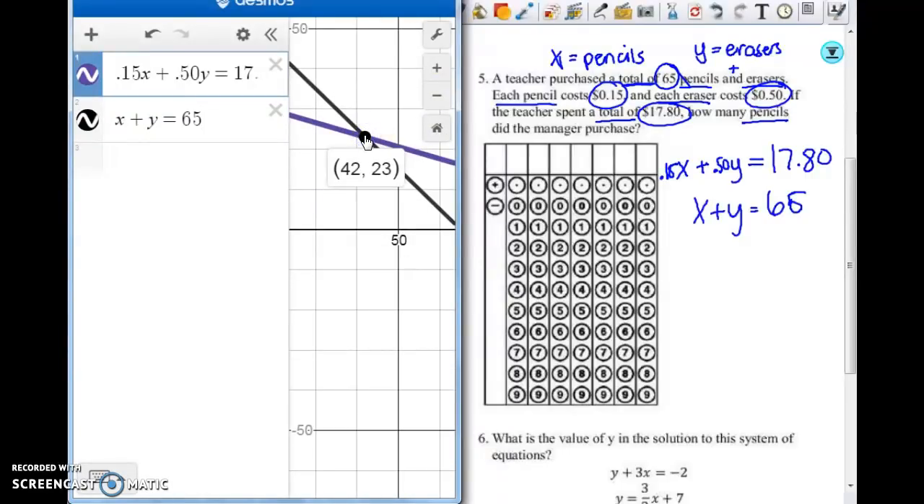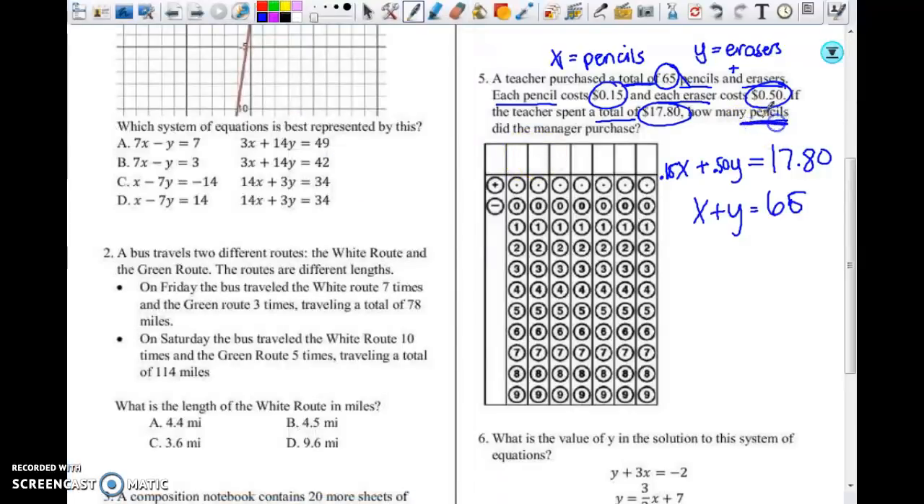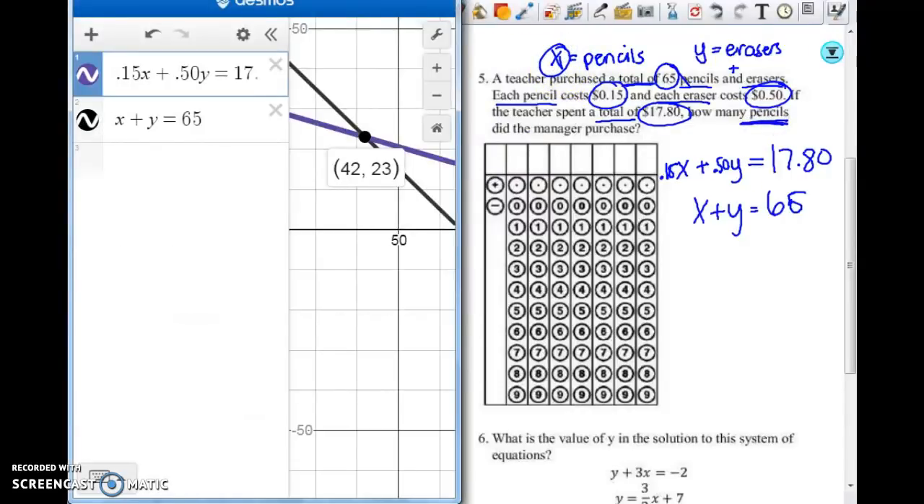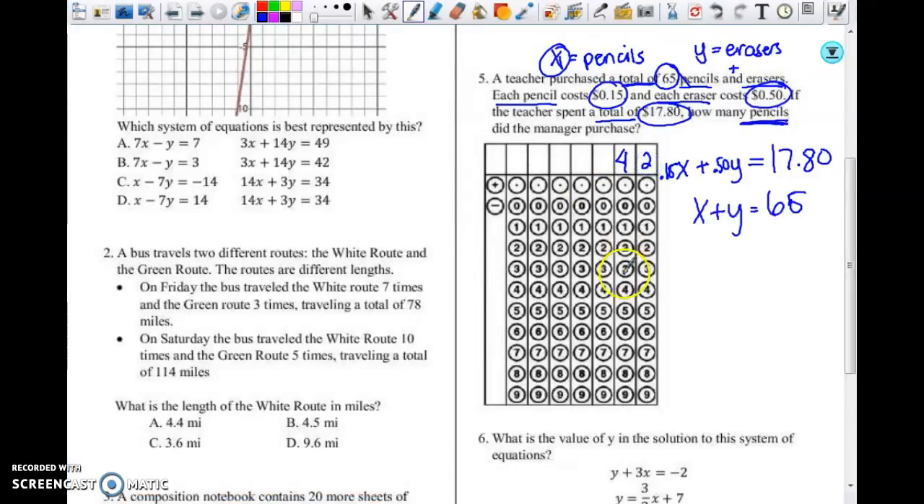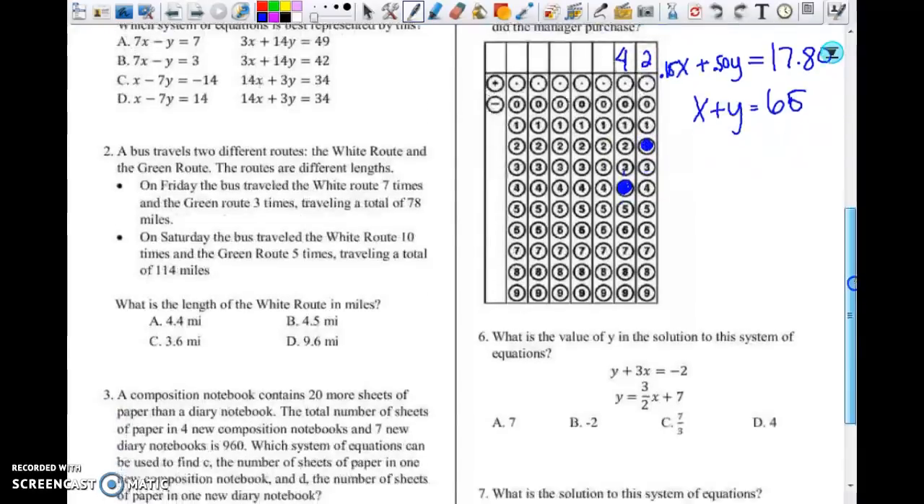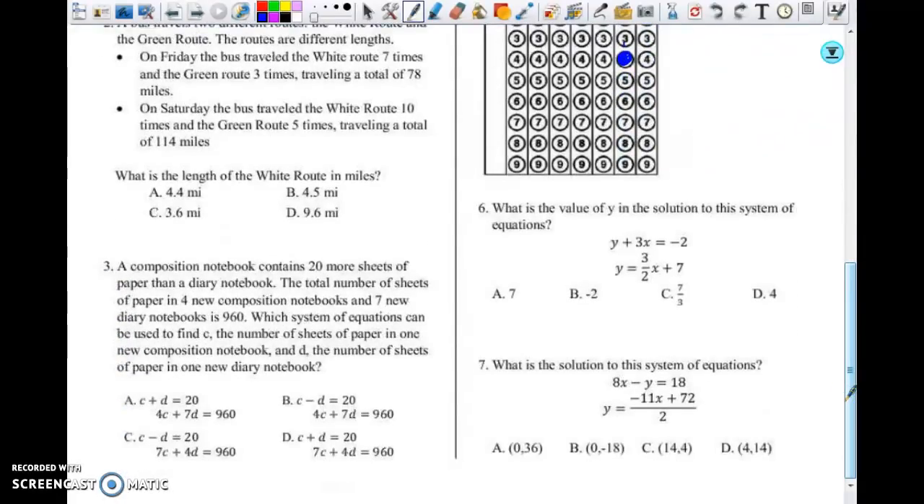Okay, so again, we'll just look for our intersection. All right, so this is my solution, 42, 23. However, I'm just looking for pencils, and we're saying the pencils was the x, so that would be just 42. So we can bubble in 42.